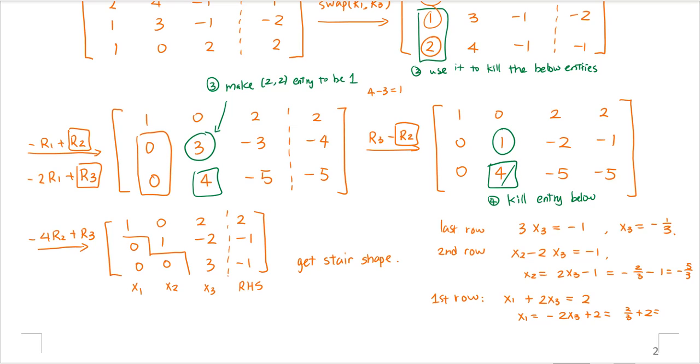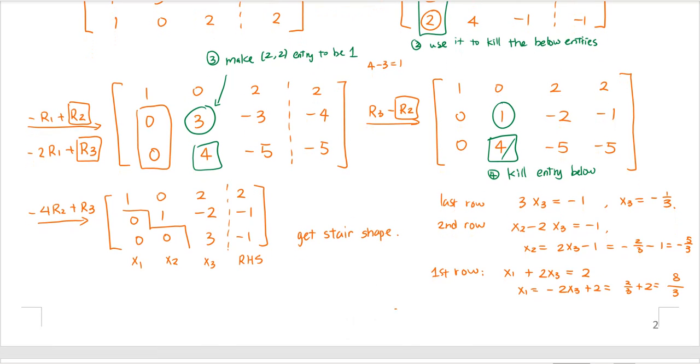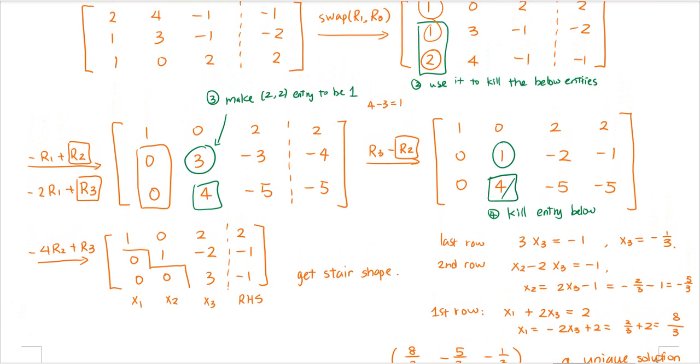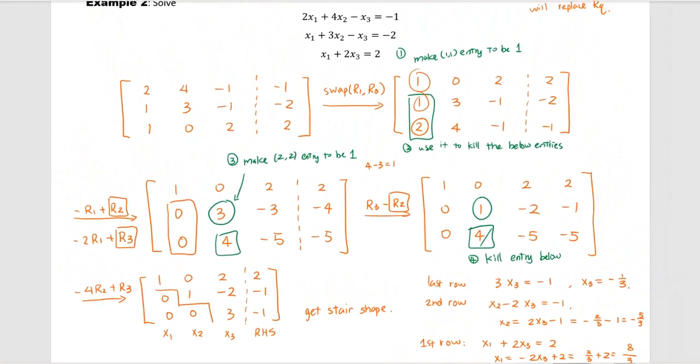Well, negative 2 times negative 1/3 is 2/3 plus 2. Well, 2 is like 6 over 3. 2/3 plus 6/3 is 8 over 3. So finally, our x1 is 8 over 3. Our x2 is minus 5 over 3. Our x3 is minus 1/3. So we get a unique solution. So this is a solution to the linear systems. Okay?